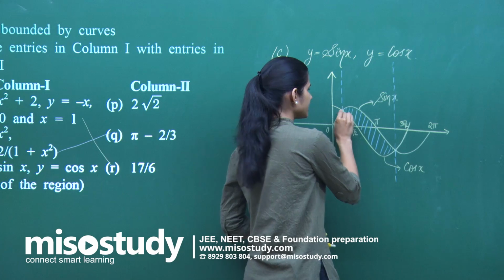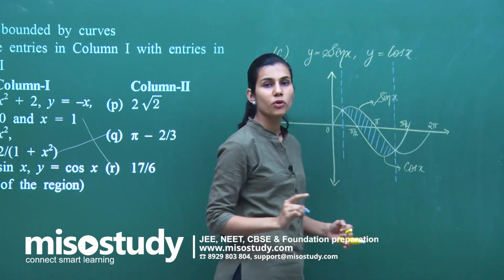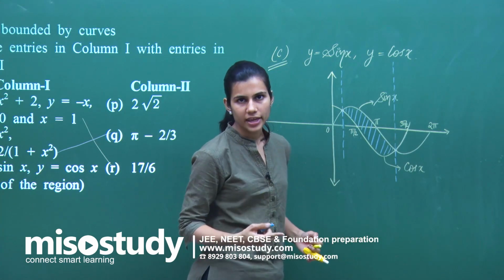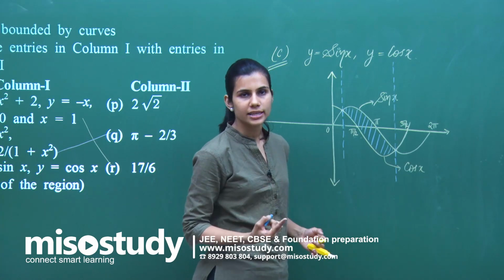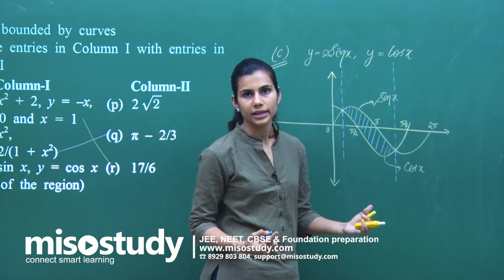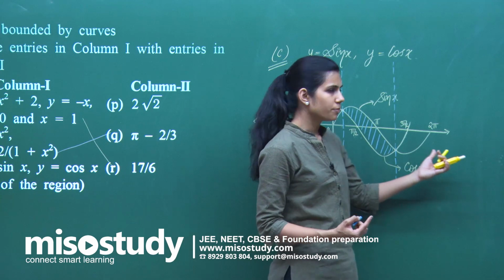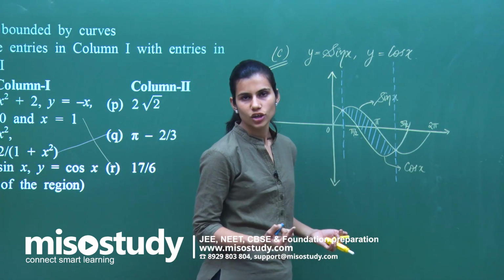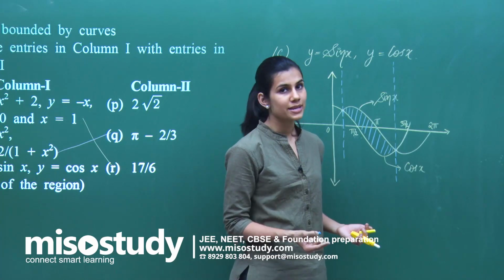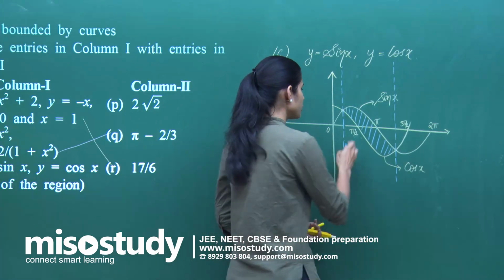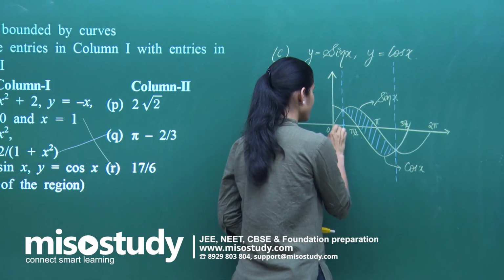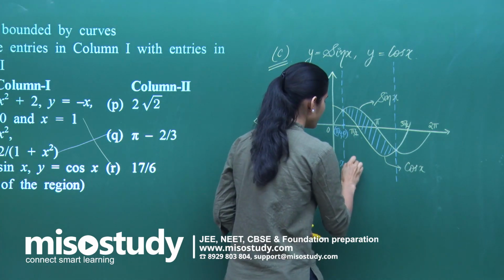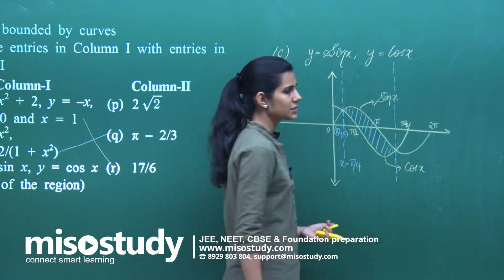What are the points of intersection of sin x and cos x? Corresponding to what values of x is sin x equal to cos x in the interval 0 to 2 pi? You know that sin pi by 4 is same as cos pi by 4. So first of all, this angle is pi by 4. So this point is pi by 4 comma 0 and the equation of this line is x equals pi by 4.